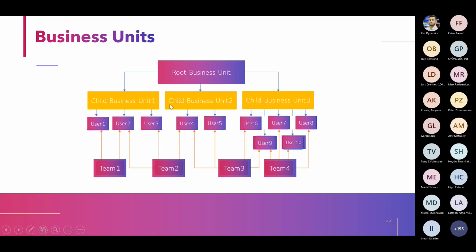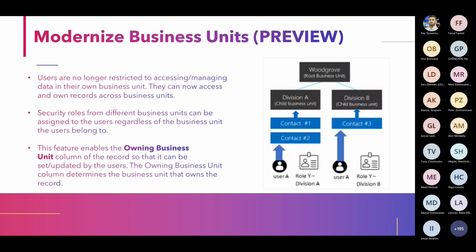So for example, if the user wants to collaborate with the data of another business unit, they need to have in the team, right? So this was the concept earlier in the business unit. Now Microsoft recently announced in the November 2021 Ignite that they have actually modernized the business unit. Now there is no longer restriction that the user can only access their own business unit data. So users are no longer restricted to accessing or managing data in their own business unit. They can now access and own records across business units.